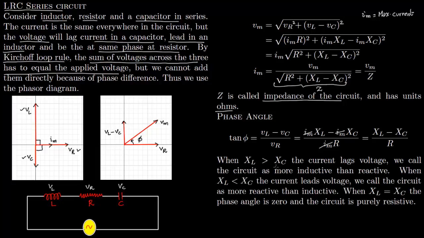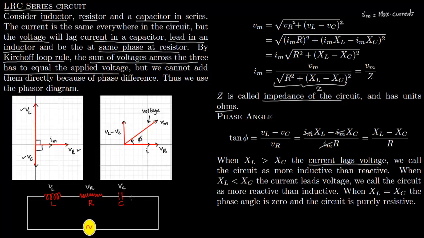So when XL is greater than XC, the current lags voltage. So because this phi is positive, so the current lags the voltage. So this is the voltage now. So if phi is positive, the current is in this direction. So the current is lagging the voltage.